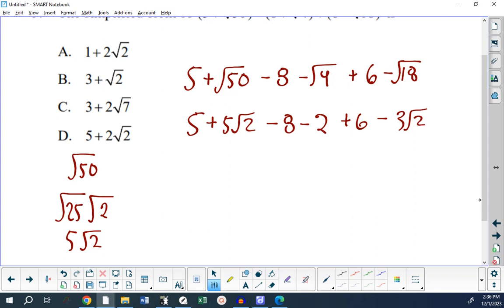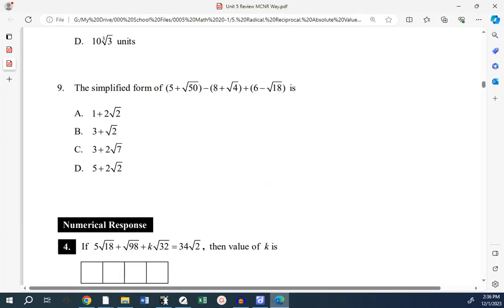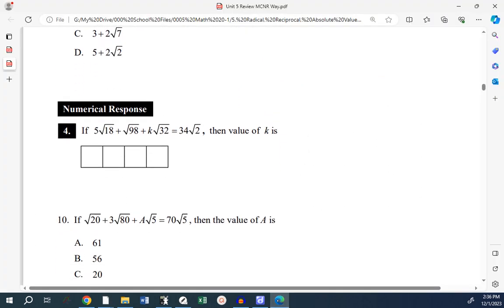And then we're pretty much home free because all of these things are what we would call coefficients. They're just numbers. We can add them together, so 5 plus 6 is 11. 11 minus 10 is 1. And I get 5 root 2 minus 3 root 2, which is 2 root 2. We take a look at this one.